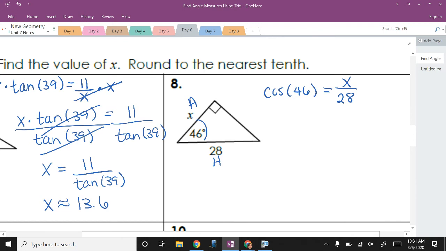So any questions on how we set up that ratio? All right, how do we solve it for x? Yeah, it's divided by 28, so you just multiply by 28 on both sides. So 28 times the cosine of 46 degrees will equal x. So my x is by itself, so what can I do now?